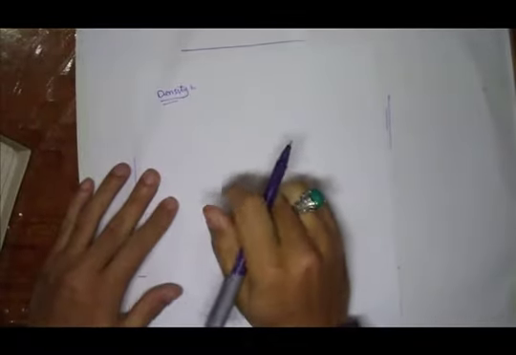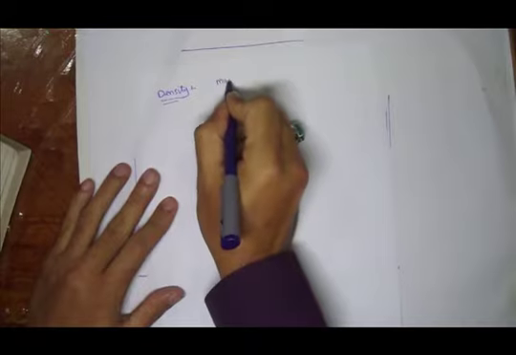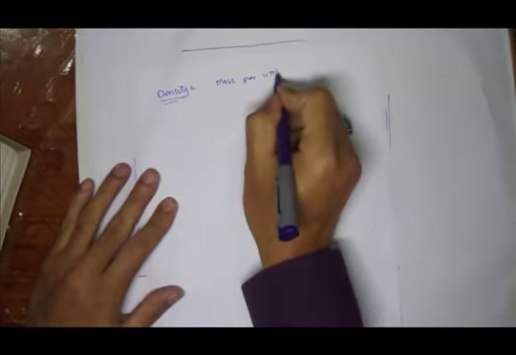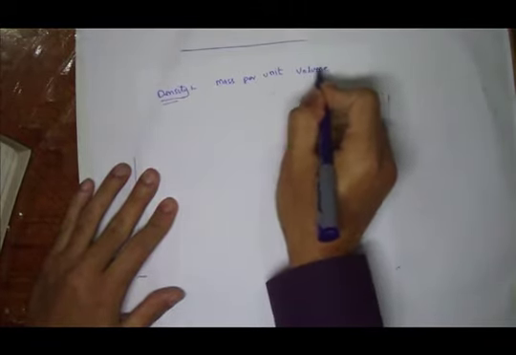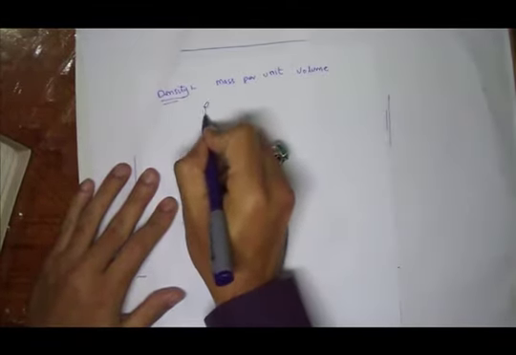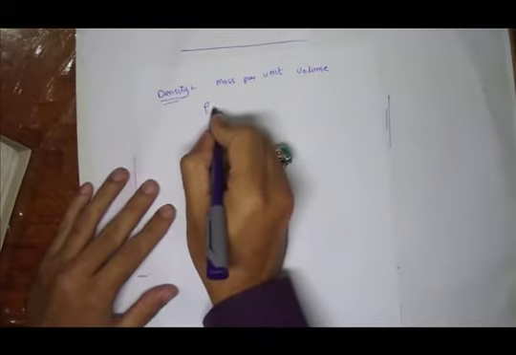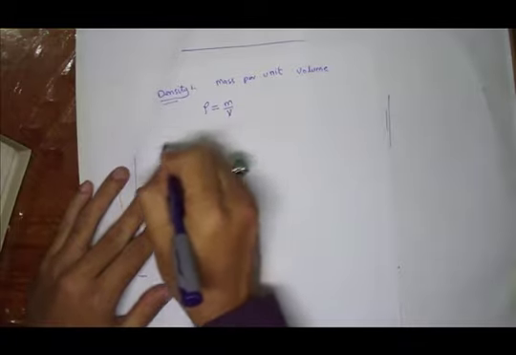Our next definition is density. Density is basically mass per unit volume. It is represented by rho and is defined as rho is equal to mass over volume.